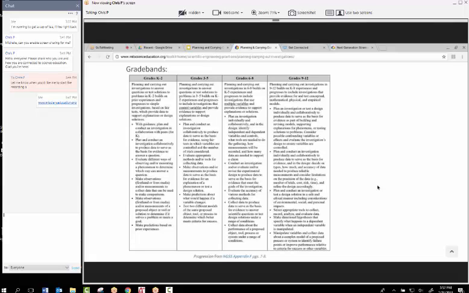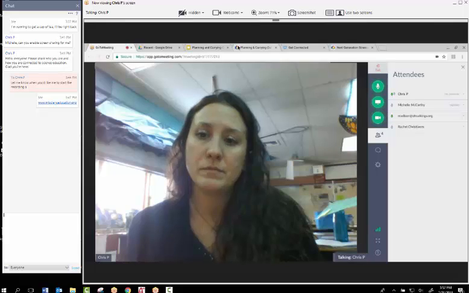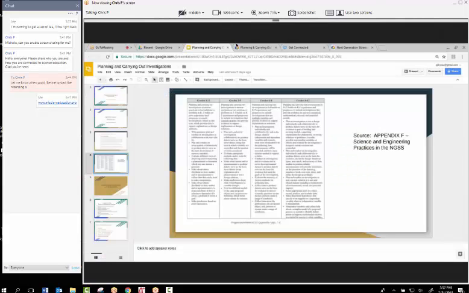What verbs did you find, Michelle? For the K-2 grades, the heavy verbs were observing, measuring, comparisons, predictions. It was heavy on collaboration and with guidance for plan and conduct.